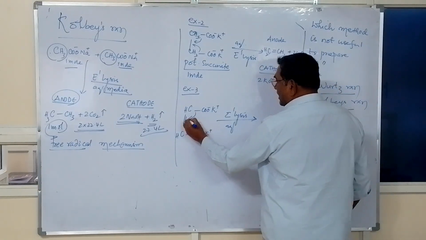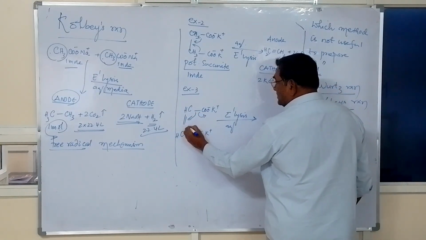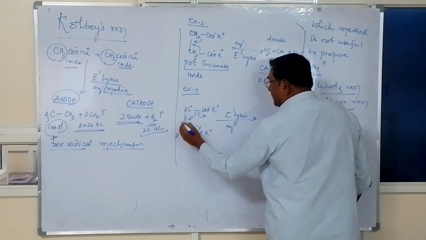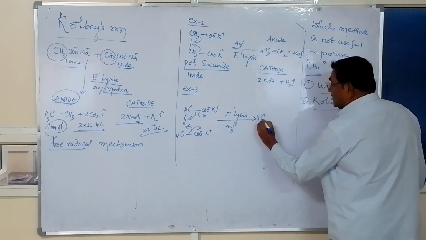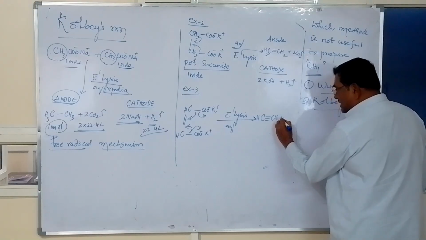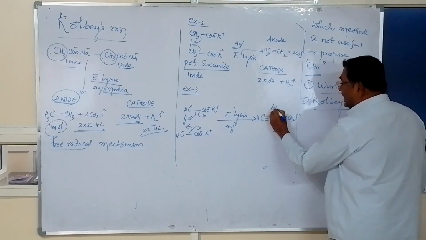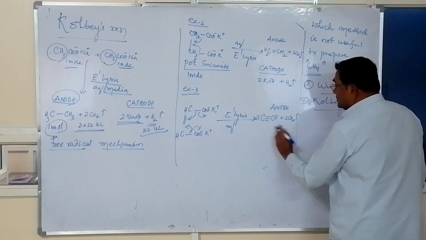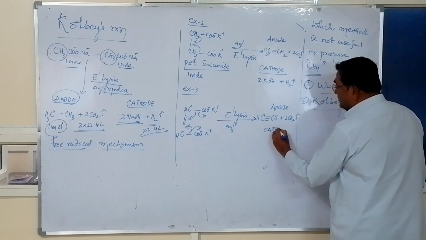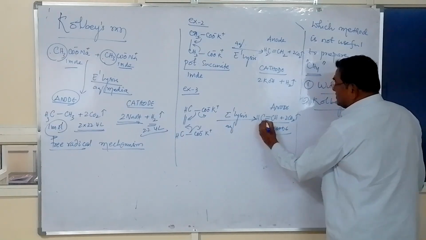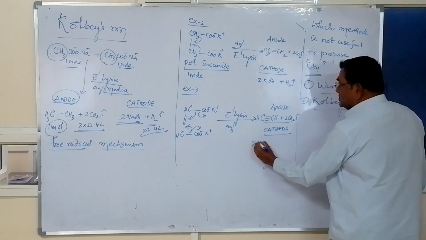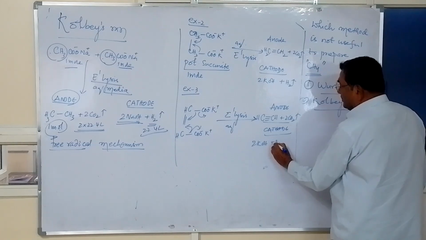Children, once again, it's a free radical mechanism. Then you are going to get acetylene and 2 moles of carbon dioxide, and these are the anodic products. And coming to the cathodic products, one of the best questions which we are going to do: 2 KOH and 1 mole of hydrogen.